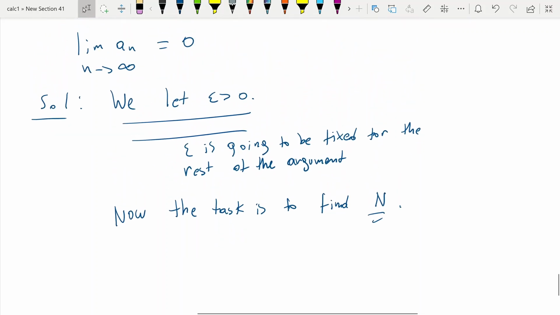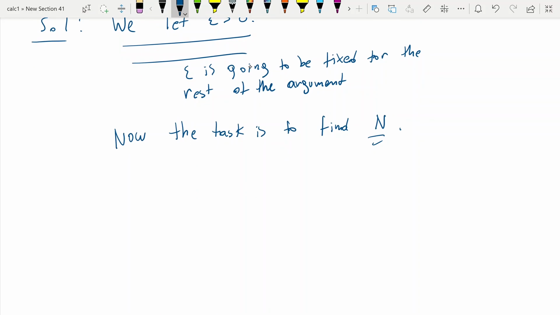Well, we first notice that this function here, 1 over square root n, is decreasing.